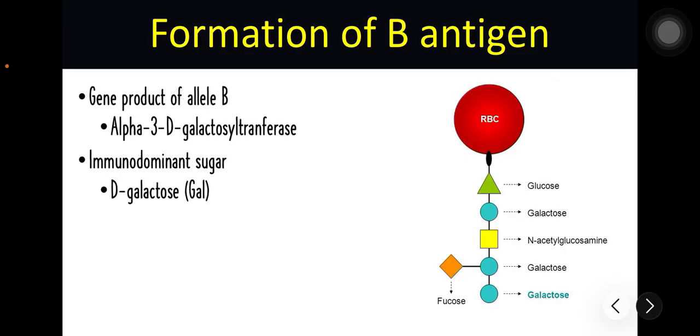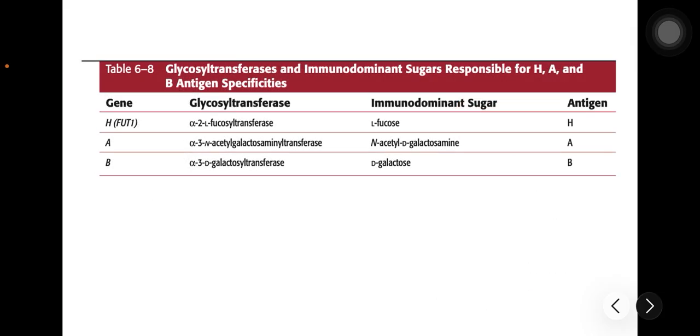So again, if an individual has the genotype homozygous B or heterozygous BO, those genes code for the production of alpha-3-D-galactosyltransferase, which attaches the immunodominant sugar D-galactose to the H antigen, which is responsible for blood type B specificity. So this table is taken from our reference book. It only shows the different glycosyltransferases and immunodominant sugars responsible for the expression of H, A, and B antigens. So please don't forget to memorize this table.